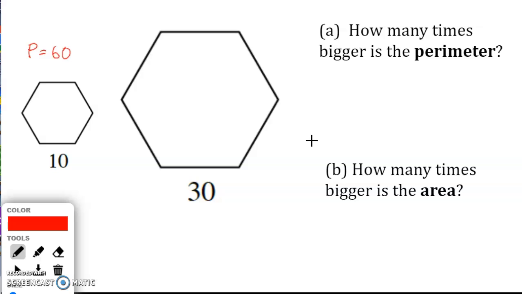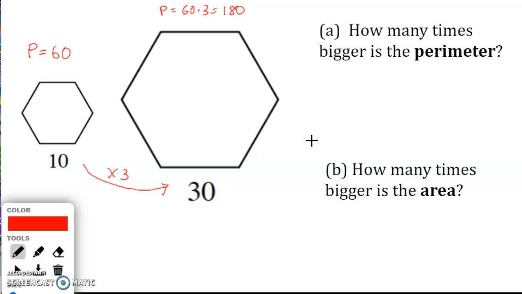Okay, what do you think the perimeter will be? The linear scale factor is 3, so you multiply by 3 to go from the original to the new. So the perimeter is also going to triple. So 60 times 3 is going to be 180.